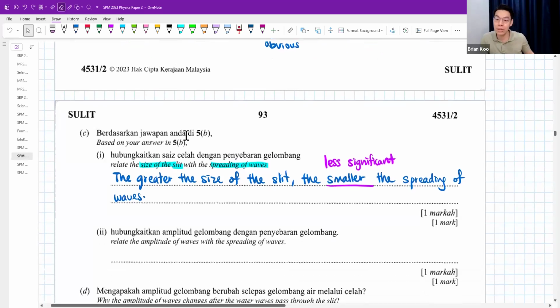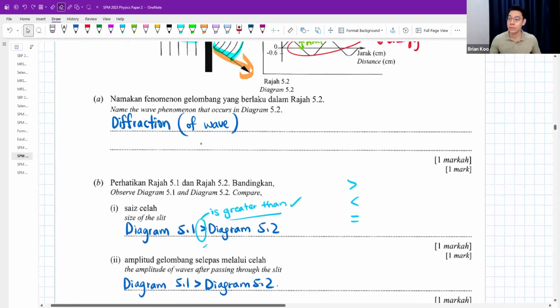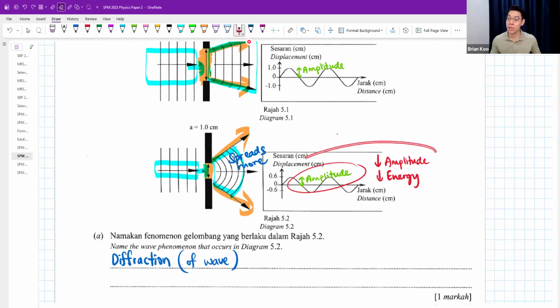Okay, amplitude and spreading. They ask you to read it. You see if the amplitude is smaller, it will spread more. Or you want to say if the amplitude is bigger, it will spread less. Up to you. Okay.